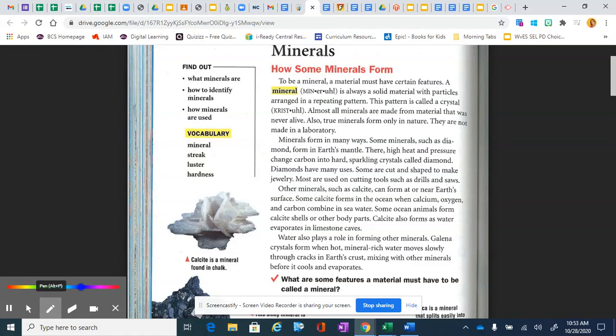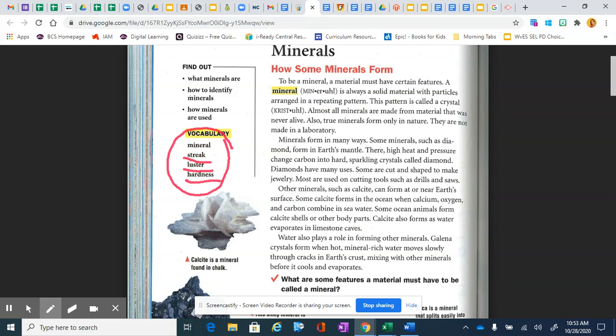Hi class. Today we will be looking at the properties of minerals. Minerals will be described with their properties by the words streak, luster, and hardness, and there's a scale for those. And we'll dive deep into what each of those mean.